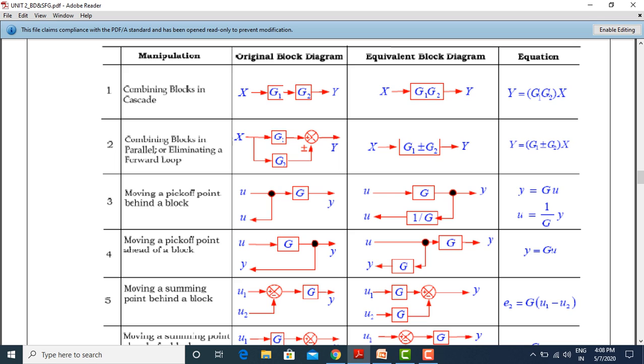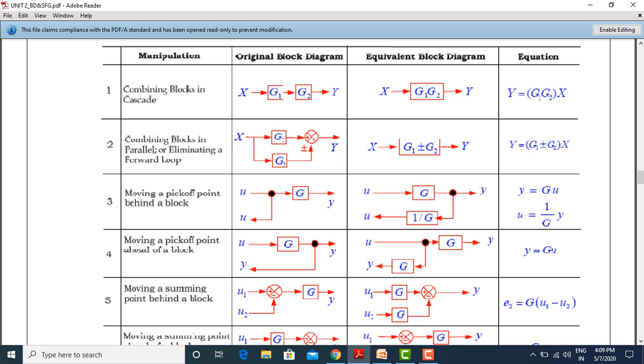Combining blocks in parallel or eliminating a forward loop, we can see here every signal is moving in a forward direction, the arrow is showing the forward direction. G1 and G2 are the forward loop, otherwise they are in parallel. So simply G1 plus or minus G2. If here the sign is minus, then it will be G1 minus G2. I hope you have got the second point.